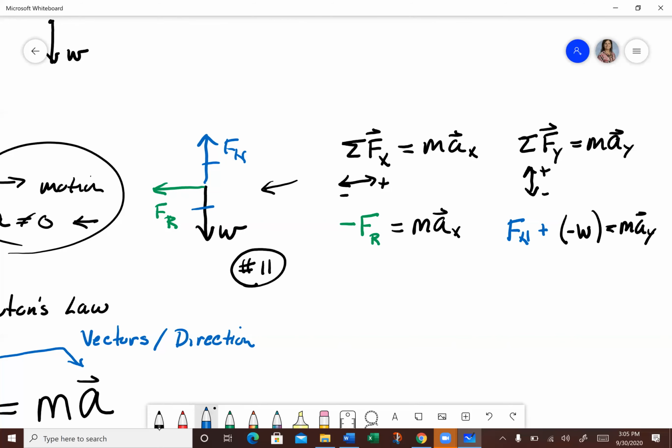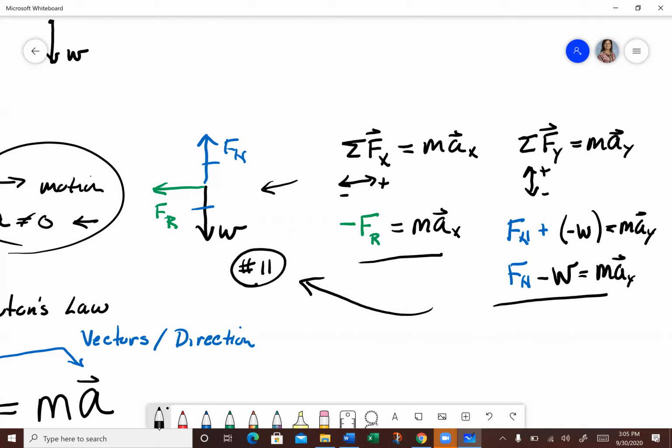Again, you can write that with force normal minus W equals MAY. These two equations would help us to actually get some numbers. How much is the car accelerating? Which way is it accelerating? How much force of friction would I need to stop it in a certain time period? So the key is deriving equations to fit the free body diagram, right?